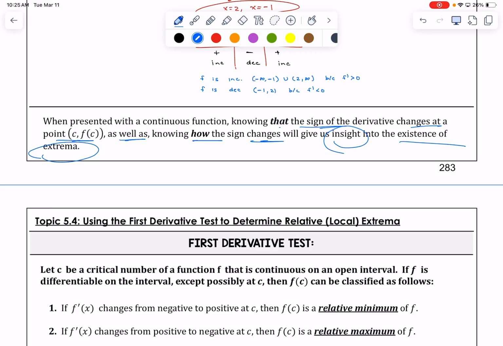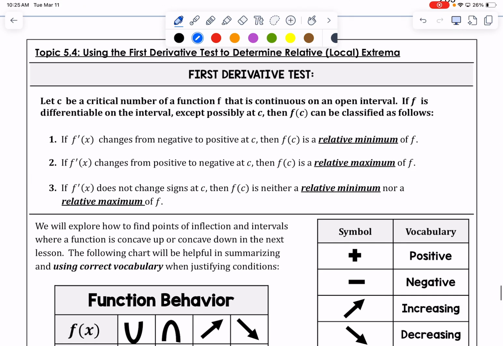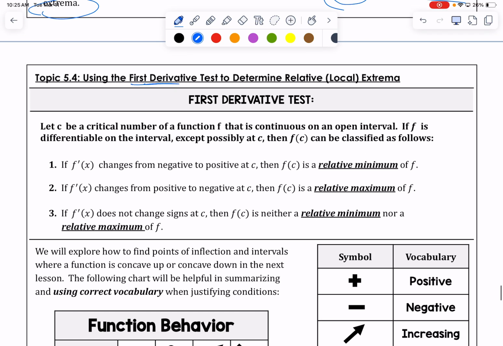Because to do absolute extrema, you need EVT. But we're not doing EVT problems for the next couple of days. We're not closing the interval. I'm just going to ask for relative extrema, local extrema. Okay, so using the first derivative test to determine relative extrema or local extrema. All right, let C be a critical number. Does everybody know what a critical number is now? It's where the derivative equals 0 or is undefined.